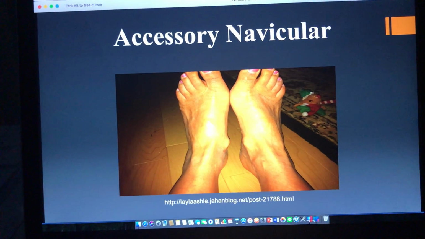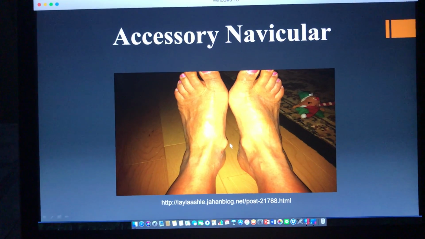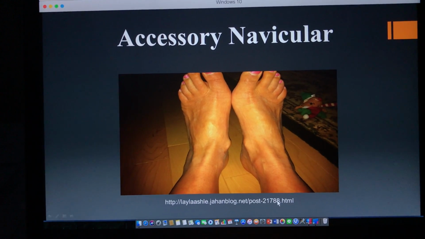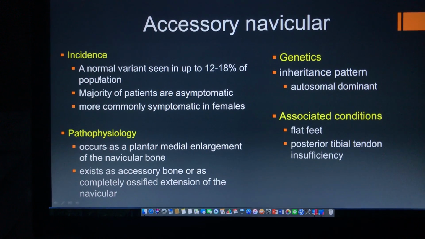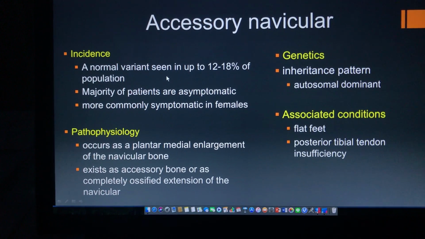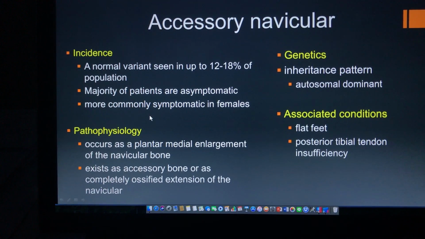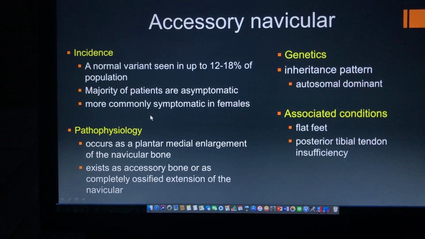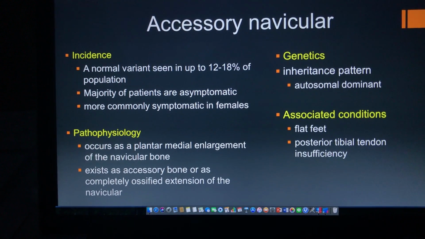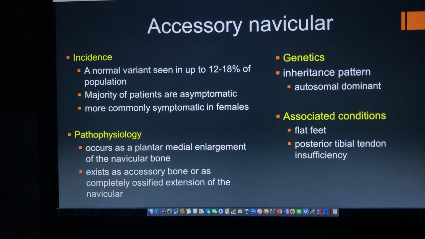So the first one we call accessory navicula, the extra bone forming at the inner part of the foot. The accessory navicula is a normal variant. We can see it in around 12 to 18% of the normal population. The majority of patients are asymptomatic. They have no pain. Sometimes they can see a bulky bony protrusion on the inner part of the foot.